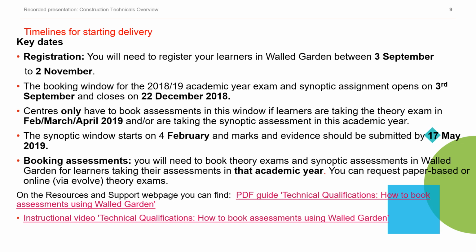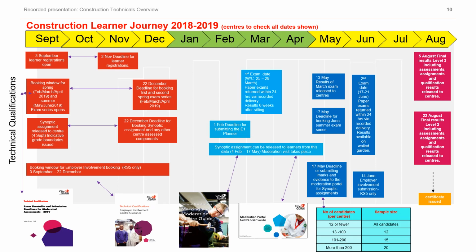What I've given you there are some links to how to book the assessment on the Walled Garden, and there's also a short video there again to give you some support. While this slide looks very busy, and it is, basically it's just an overall summary from start to finish. So on the left hand side, from September to December, you've got the registration windows and the deadline, which I've already mentioned, the same for the synoptics, and the exam booking, again when the window's open and the deadline there.